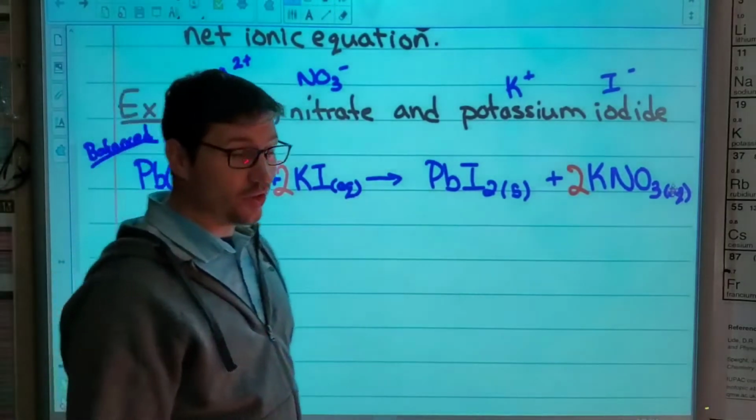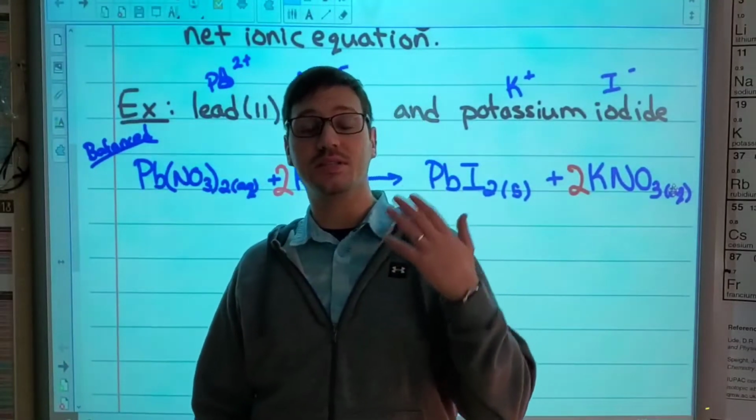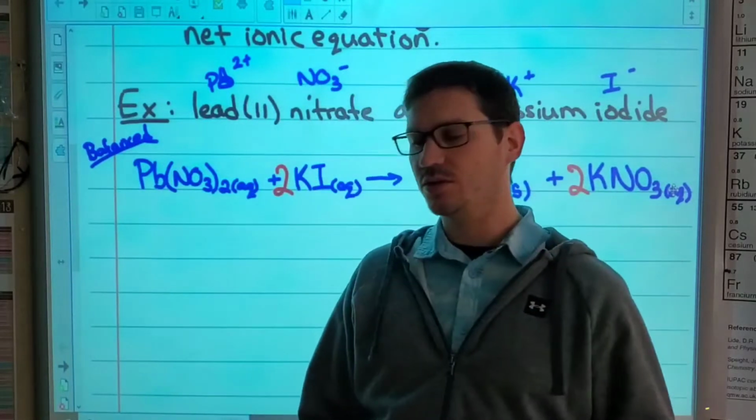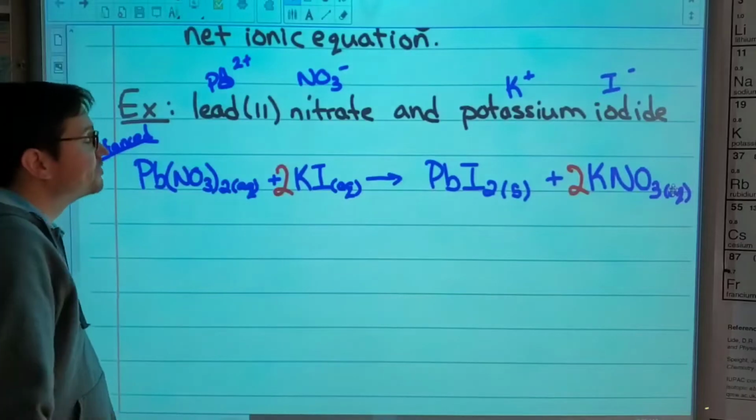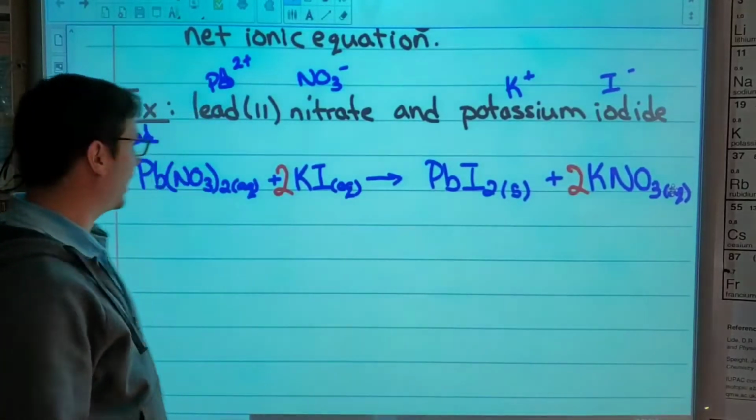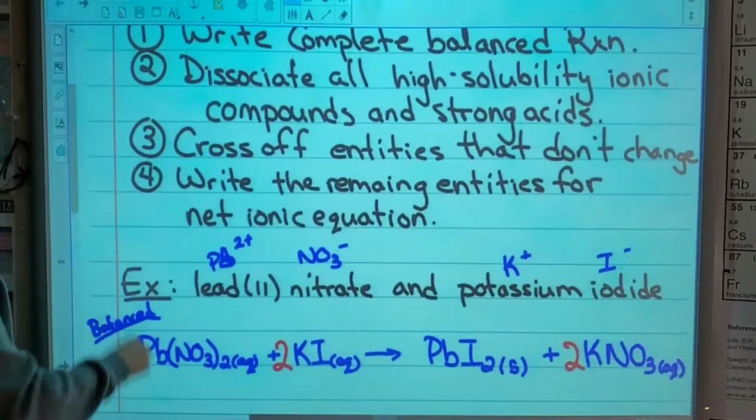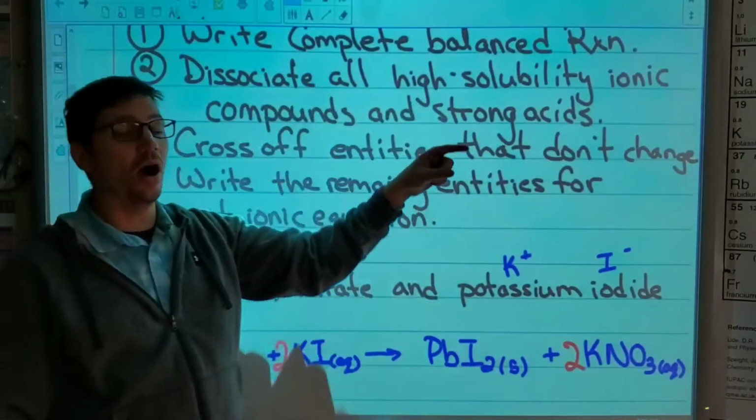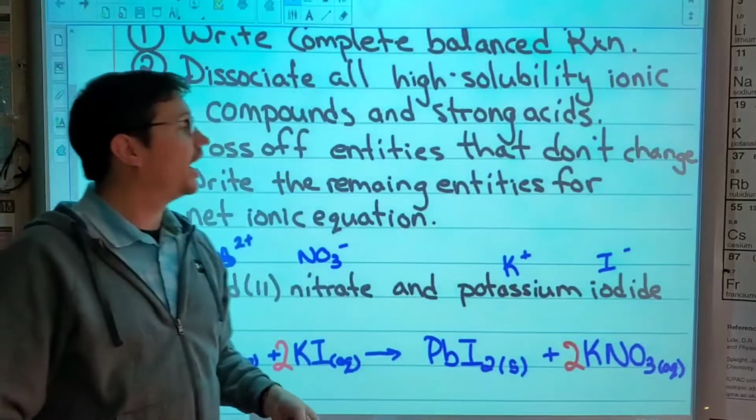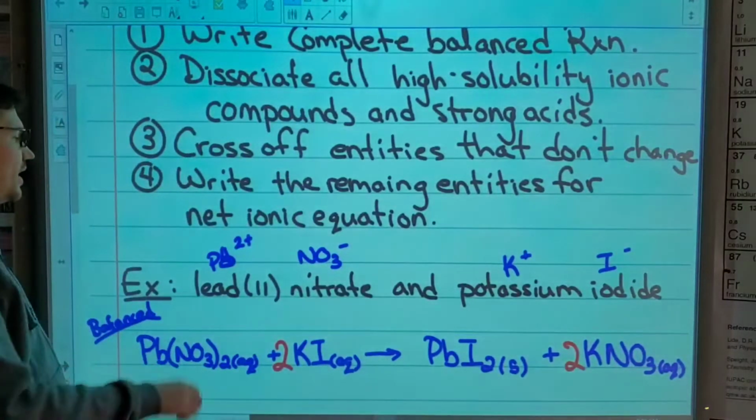I know that took a lot of work, and honestly, step number 1 is the most work out of this whole situation. That's why we tried to balance chemical reactions yesterday. Okay, so we got a balanced chemical reaction. Let's take a look at our notes. Write a complete balanced reaction. That was step number 1. Step number 2, dissociate all high solubility ionic compounds and all strong acids.